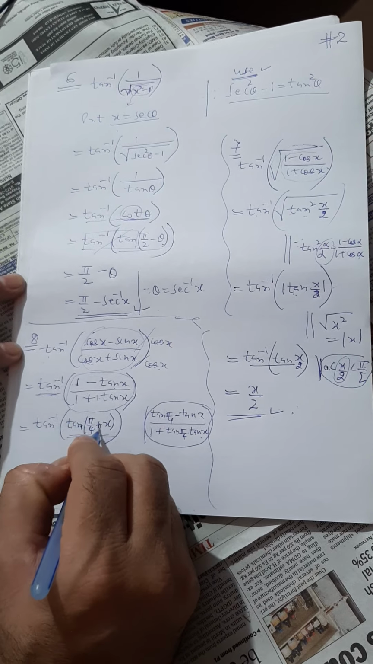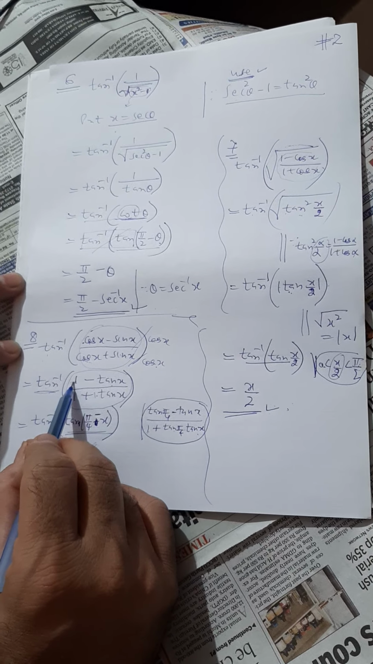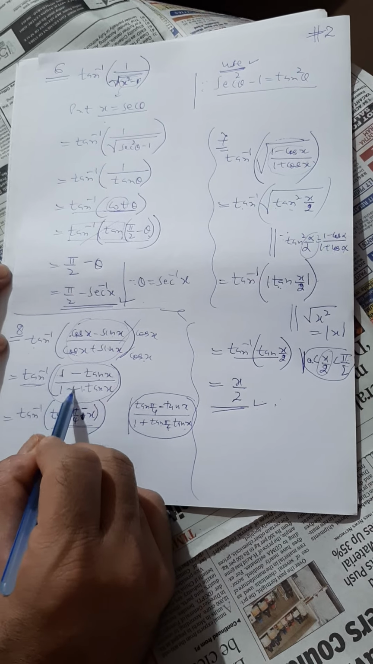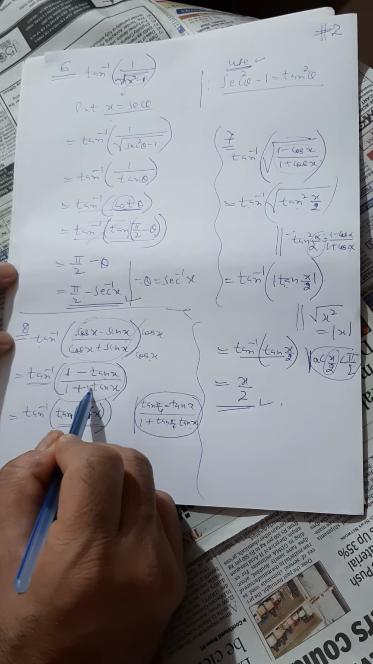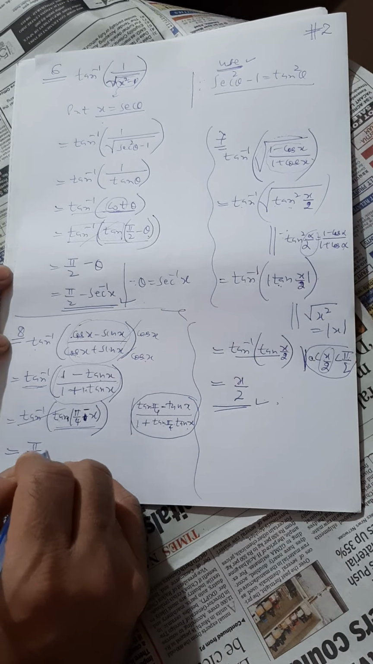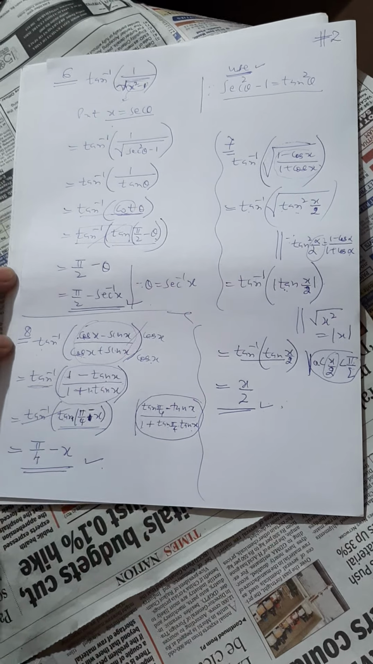I repeat, if I expand this, sorry, here I have minus in the numerator, so this must be minus. Tan pi by 4, which is 1, minus tan x, upon 1 plus tan pi by 4, which is 1, into tan x. Now this will get cancelled, which is pi by 4 minus x. Right? So this is the simplified form.